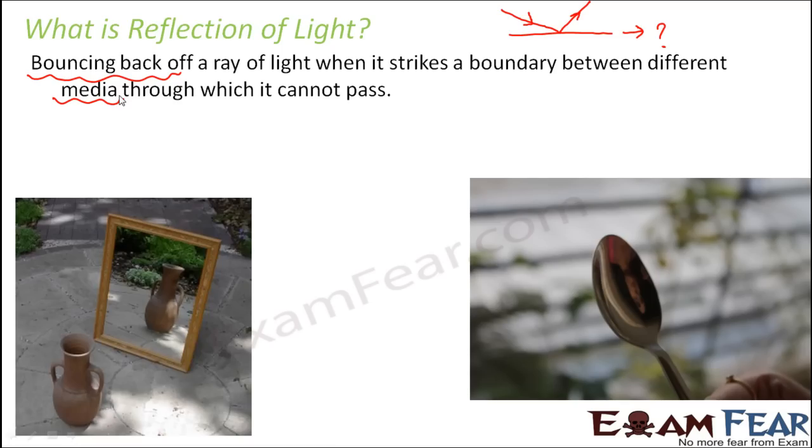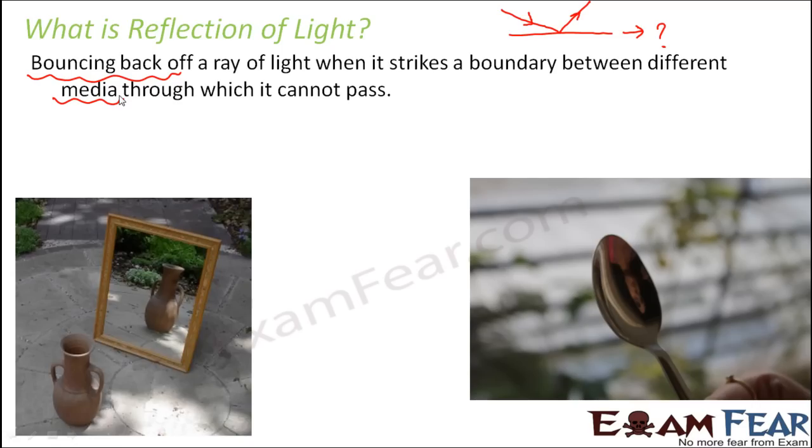Similarly, if you have two such media, they are separated by a boundary. At that boundary, light will bounce back, and this bouncing back of light is known as the reflection of light. So whenever you talk about image formation, reflection of light plays a very important role. Think about the dressing table mirror in your house. Any object you place in front of it, you will be able to see its image, and that happens due to reflection, because the mirror surface acts as a boundary between two different media, that is air and glass.